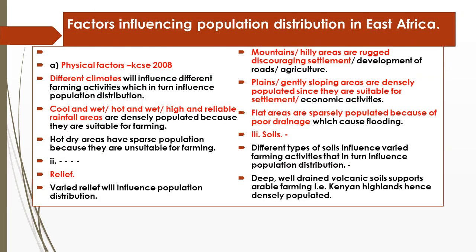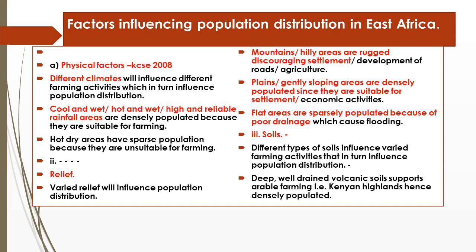Factors that influence the distribution of population in East Africa. There are a number of factors. We have physical factors, we have human factors, of course we also have economic factors. This question was there in 2008, so the probability of getting the same question is also very high.